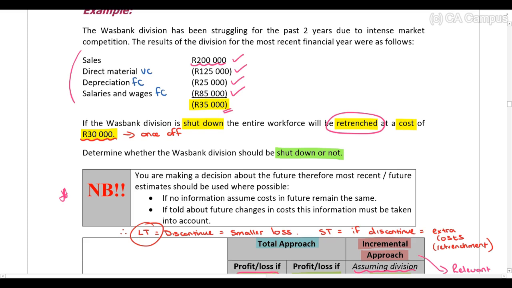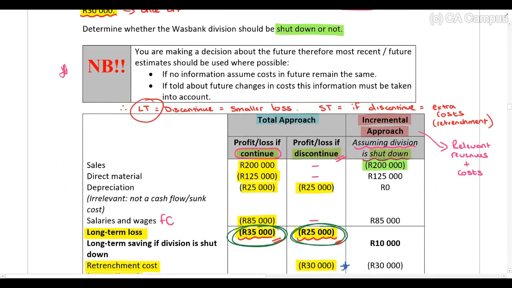If I discontinue, I do not incur the cost. It is avoidable, so it is relevant. And that is going to be a saving if I shut down, because if I shut down, I will not incur that cost. The depreciation is not relevant because regardless of what I do, I still incur that depreciation cost. It is exactly the same for both alternatives. It's not avoidable, so it is not relevant.